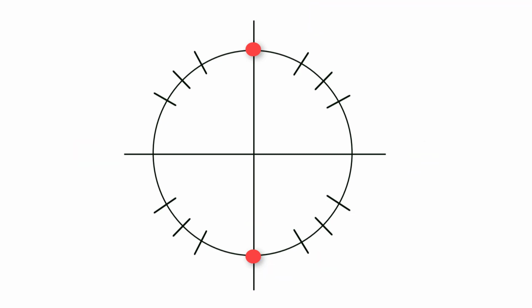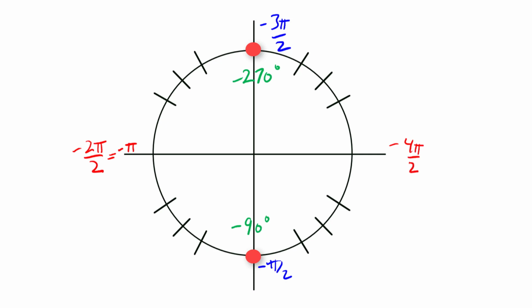We also have negative angle measures, negative 90, negative 270. And in general, negative pi over 2 and negative 3 pi over 2. But if it's helpful, we could also think of negative pi as negative 2 pi over 2 and negative 2 pi as negative 4 pi over 2.